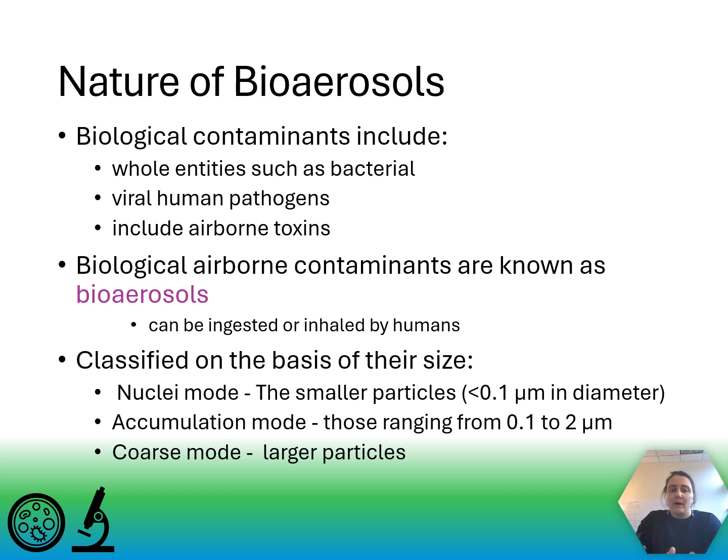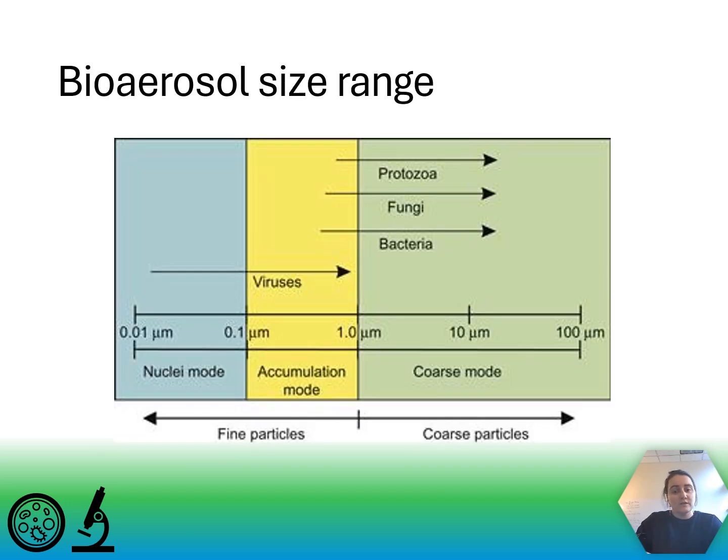And when we classify bioaerosols, we use a different size classification. We don't use the particulate matter classification. We have names for these. So when we're classifying bioaerosols, we classify them either as nuclei mode, which are particles smaller than 0.1 micrometers in diameter. We can have accumulation mode, where particles range from 0.1 to 2 micrometers, and then coarse mode, where they're greater than 2 micrometers in diameter. So we've got small, medium, and large particles. And the next slide is going to show us where the range of organisms are going to fall.